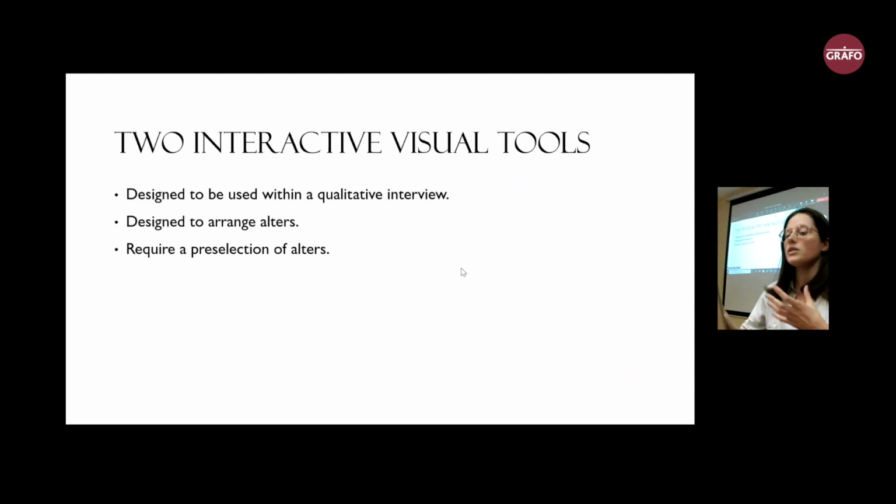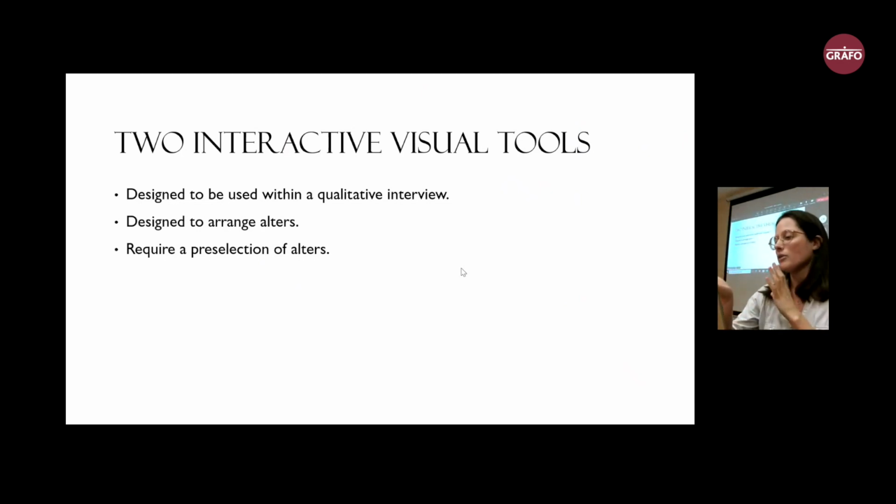For that reason, we already need a list of alters, right? We need to pre-select some alters. We believe that it's better to choose between 6 and 10 alters to use with the tools, because if we choose fewer than that, we cannot guarantee a lot of diversity. And if we choose many alters, it might become a task that is too cognitively demanding. But anyway, to select the alters, we need to elicit a list of alters first, for example with name generator questions.